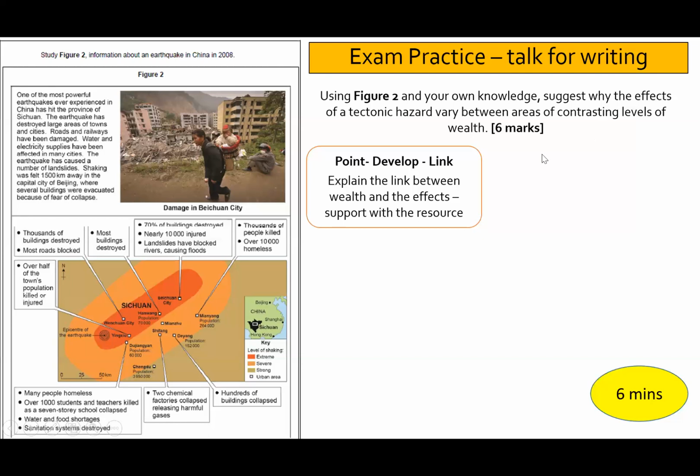I'd like you to follow the process of make a point, develop it, use your triggers, this means that leading to, as a result, and then link it back. So you go back to the question and you actually answer it in that part. So you suggest why those effects are different. You will need to include specific information from this resource. You will also need to include specific information from the examples that we've studied. Because it's contrasting levels of wealth, I suggest you mention China, and then you can bring in some information on Italy as well to show that we have a LIC and we have a HIC.